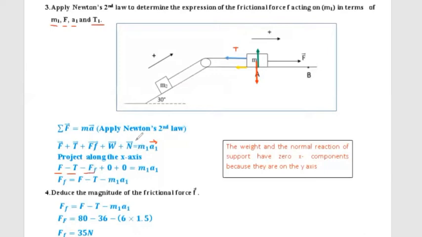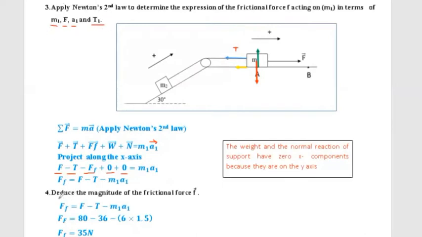Now the weight and the normal reaction of support, the projection along the x-axis is 0 because both of them are along the y-axis, so they don't have x components. Equal m1 times a1. Note that we remove all the vector quantities after the projection. So the force of friction equal the traction force minus T minus m1 times a1. So we found the force of friction in terms of all of these four quantities as required.